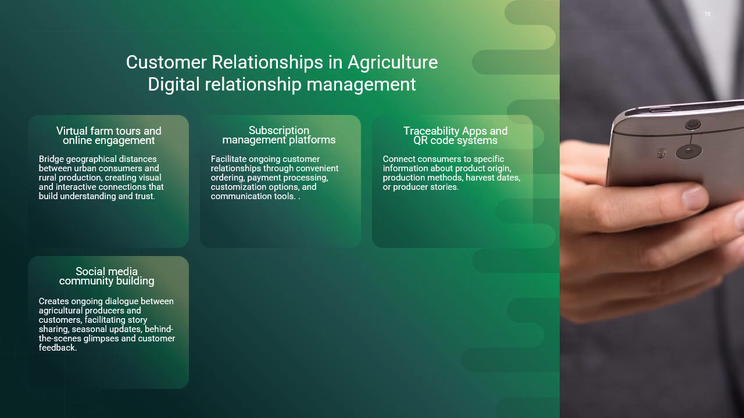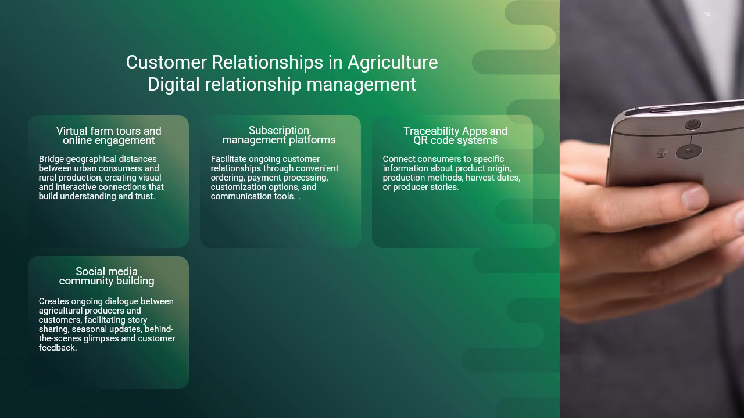Traceability apps and QR code systems connect consumers to specific information about product origin, production methods, harvest dates, and producer stories. An apple orchard might implement QR codes on packaging that link to harvest dates, variety information, orchard practices, and recipes specific to each apple type. This technology provides transparency and information that build consumer trust and appreciation.